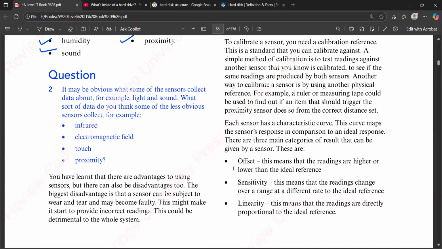Yes, infrared is like a wavelength of light. I think it is some type of wave. And electromagnetic field, touch sensors, and proximity. Proximity is how far away or how close something is. Touch is physical touch, and proximity is how far or how close an object or person is.